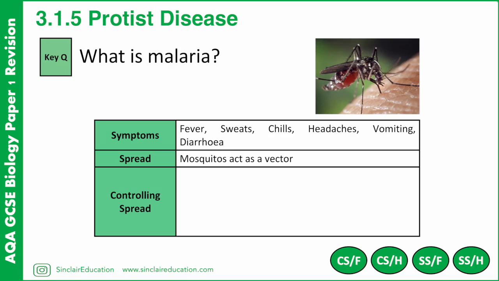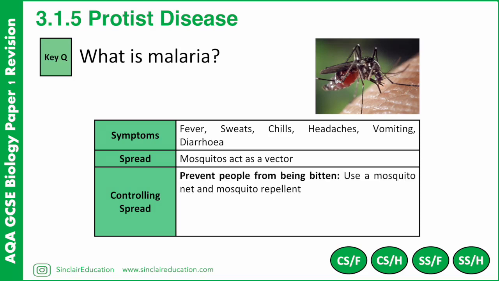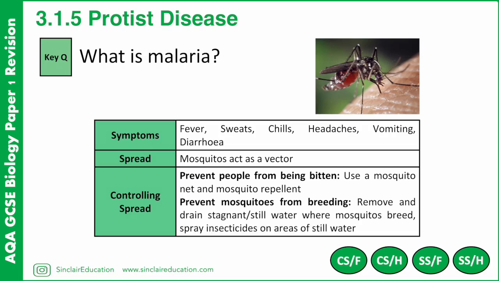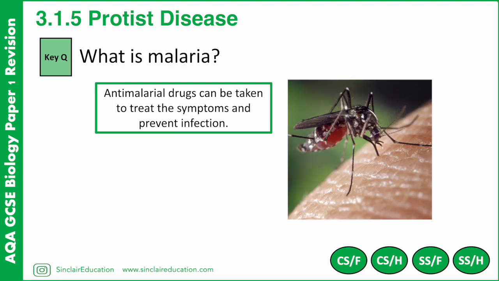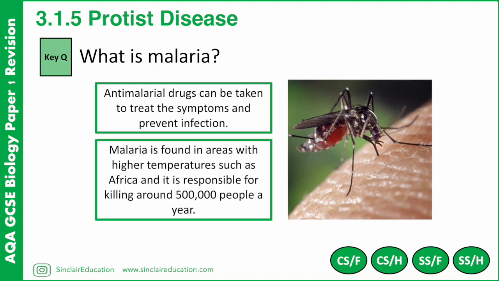It is spread by mosquitoes that are acting as a vector, and we can control their spread by either preventing people from being bitten, so that might be using mosquito nets, mosquito repellents, protective clothing, avoid being out when we know they're most active, but also we can prevent the mosquitoes from breeding. So we can remove and drain any stagnant, still water, and we can spray insecticides on those areas too. There are antimalarial drugs that can be taken, and they can treat the symptoms, and they can also prevent infection. What we do find is that malaria is found in areas of the world with high temperatures, and it is responsible for killing a huge amount of people per year.